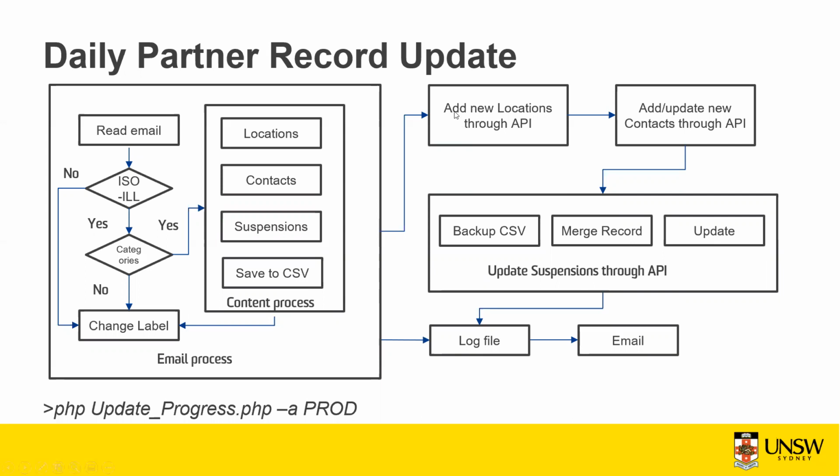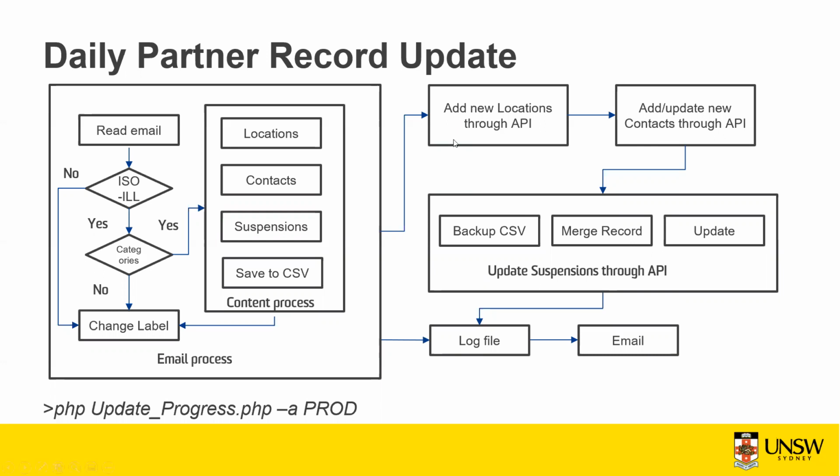The next step is to add the new locations through the API. The script first checks whether the new locations data file is available from the previous step. If the data file is not available, then skip. If available, it reads the data from the data file, puts it into a dataset and sends it through the Alma API call. When all the new locations have been added into the Alma system, we go to the next step: add and update the contacts.